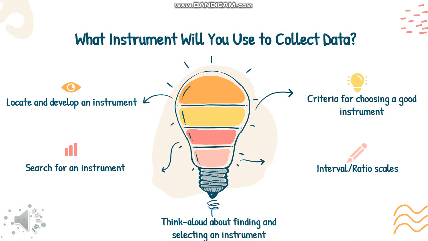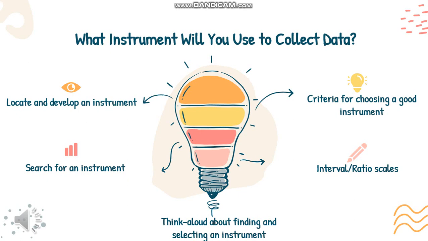The next activity is criteria for choosing a good instrument. There are some criteria: the author developed the instrument recently, the instrument is widely cited by other authors, and there are reviews available for the instrument. There is information about validity and reliability, and the procedure for recording data fits the research question or hypothesis, and the instrument contains accepted scales of measurement.